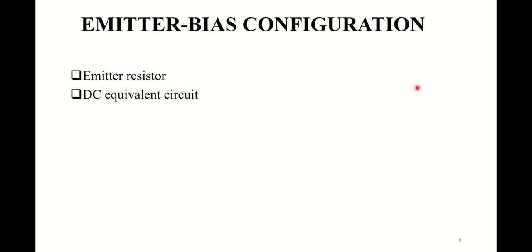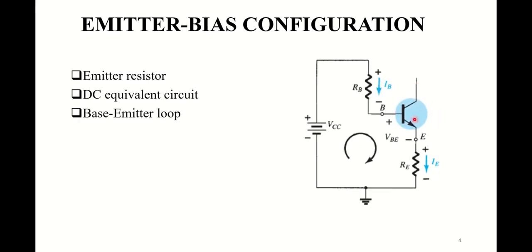In order to do the DC analysis of this configuration, we need to divide its DC equivalent circuit into two parts, that is, the input loop and the output loop, as we did for the fixed bias configuration in our previous lecture. The input loop of the emitter bias configuration is shown in this figure. It can be seen that all components of the base-emitter or input loop, including VCC, RB, and RE, are connected with each other.